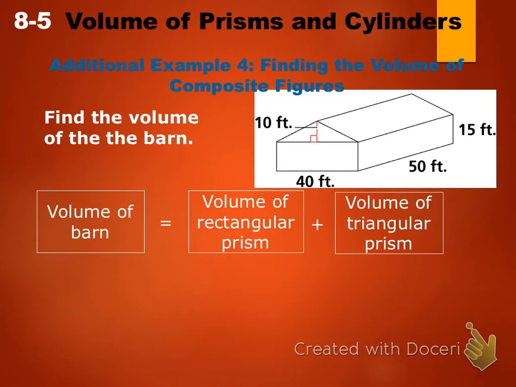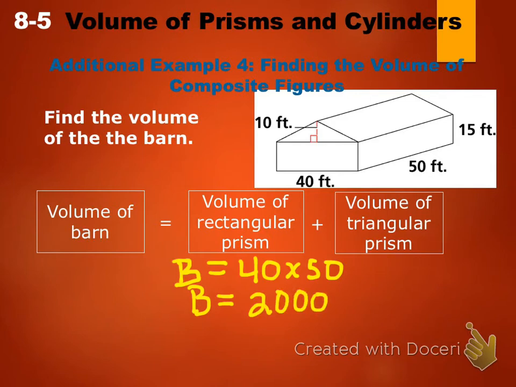So to find this, first we need to find the area of the base of the rectangle. Well, the area of the base would be 40 by 50 feet. So it would be 40 times 50, which the base would be 2,000 feet squared.